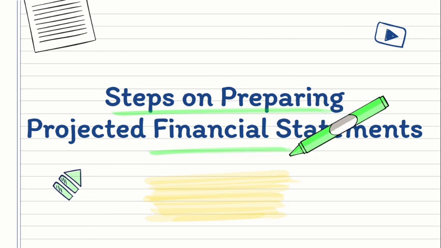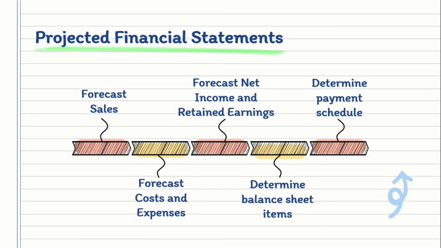So, what are the steps in preparing projected financial statements? The first step is to forecast sales, which we already learned, since we already know how to make budgeted sales. The next is to forecast costs and expenses. Here, the budgeted production is included, and more specifically the budgeted labor, budgeted raw materials, and budgeted overhead.